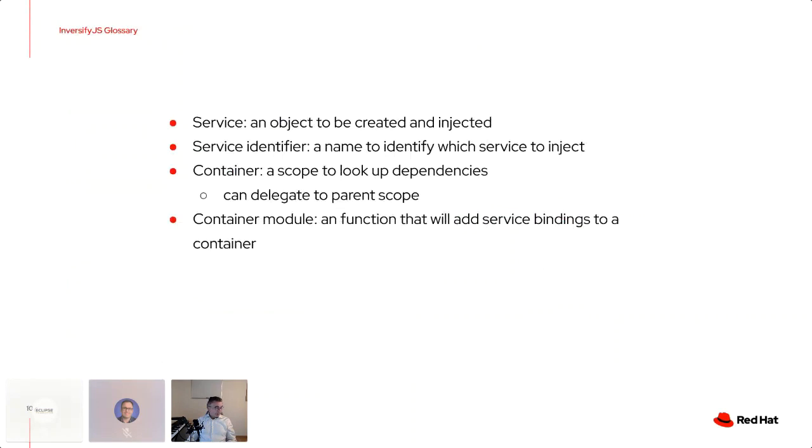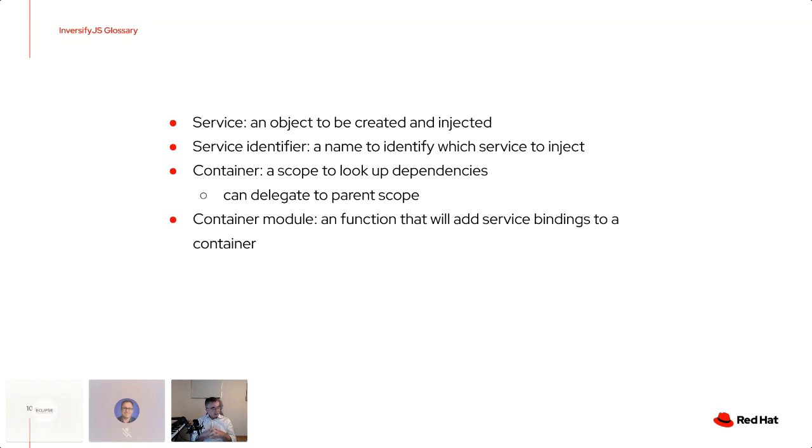So since we use Inversify, let's define some terminology. An object that is to be created by the dependency injection container and injected is called a service. There is a service identifier that says which service do we mean. It's just the name. In Inversify.js, it can be a class object, or it can be a symbol, or I believe also a string.